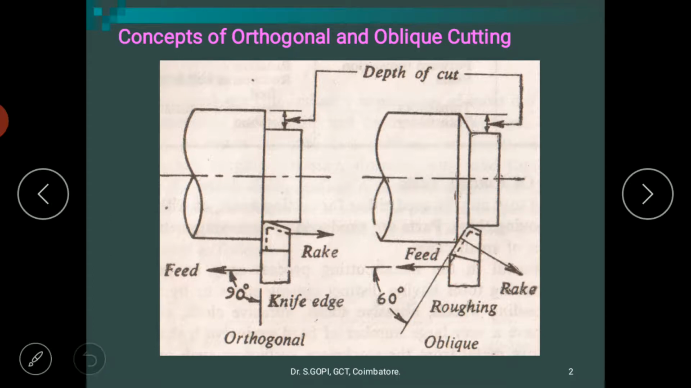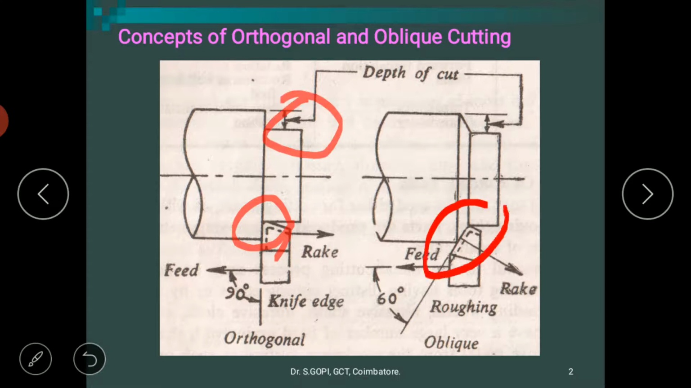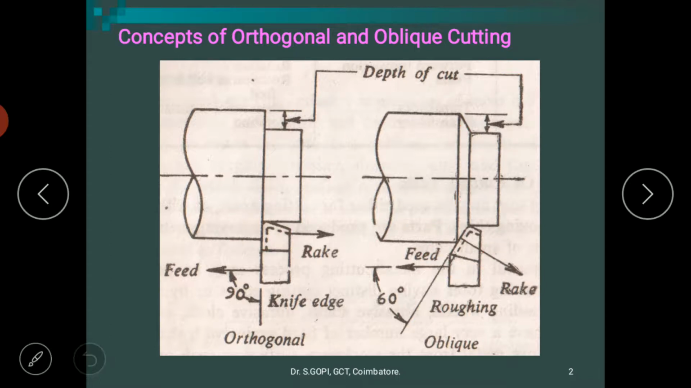Here we have used the terms smaller and larger area. In another way, the cutting edge contact area is a shear zone: a smaller shear zone in the case of orthogonal cutting for the same depth of cut, and a larger shear zone in the case of oblique cutting for the same depth of cut. Due to this, the cutting forces generated are spread out over the smaller area in orthogonal cutting, and over the larger area in oblique cutting.